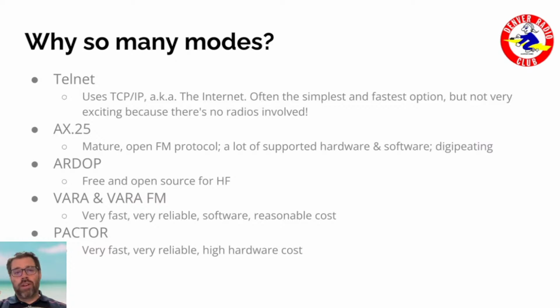One of the first ones I should talk about is Telnet. This is just the internet, basically. It's often the simplest and fastest way to transfer emails, but it's not super interesting to us because it's not RF. We like actually sending waves over the air on the ham bands and stuff. So we like talking about the other modes here.